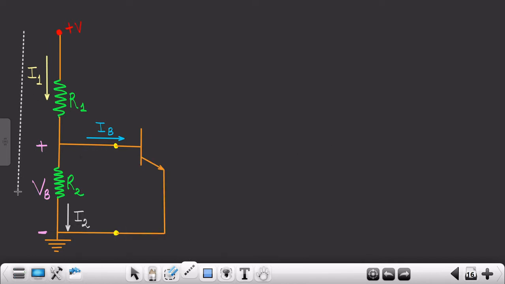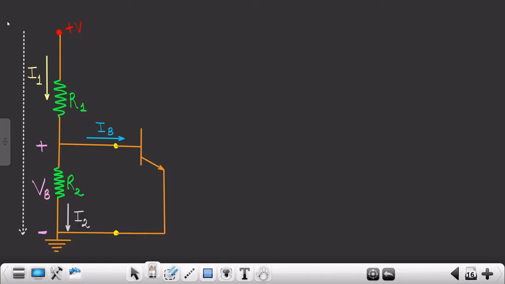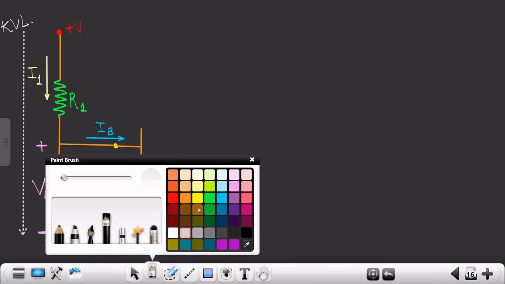So in this particular direction, the KVL would be applied. So in this direction, the KVL is applied, right. So now we'll apply KVL.